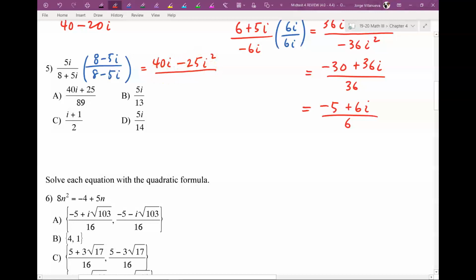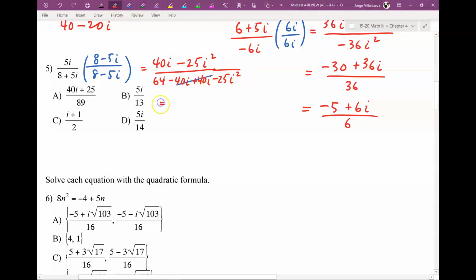Now on the bottom, do you notice how the bottom is a difference of two squares? It's an a plus b, a minus b type of multiplication. I don't know if you guys see that. So that just means that the middle terms will cancel, just so you know. So let's multiply 8 times 8, that's 64. 8 times negative 5i is negative 40i. And then 5i times 8, that's positive 40i. And 5i times negative 5i, that's a negative 25i squared. Again, middle terms will cancel out.